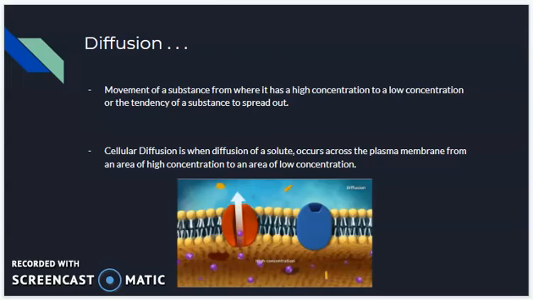Cellular diffusion is when diffusion of a solute, which is a dissolved substance, occurs across the plasma membrane, which would be up here. It occurs across the plasma membrane from an area of high concentration to an area of low concentration, which is what we see here in this demonstration of the GIF that's included in the slide. This is dependent on the concentration of a substance in the interstitial fluid, which is the fluid outside of the cell, and the cytosol, which is inside of the cell.